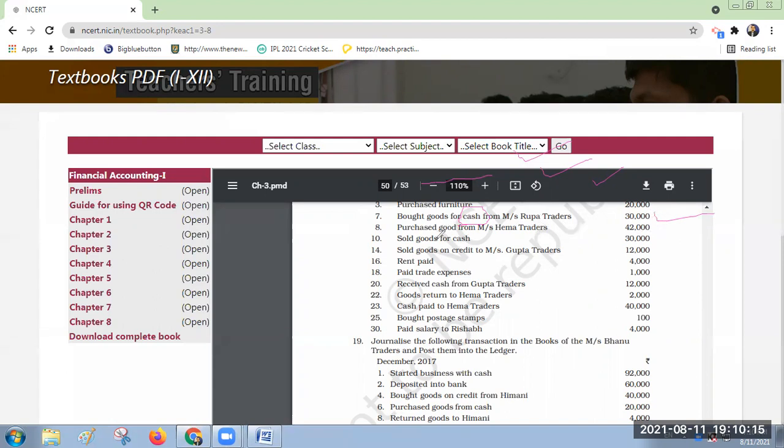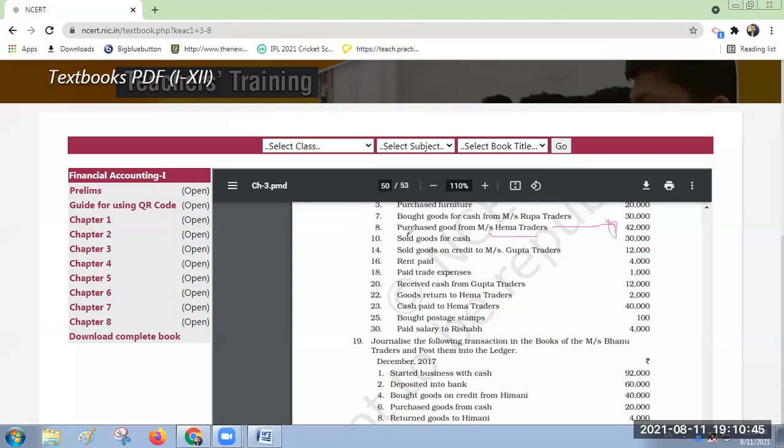Next, purchased goods from Hema Traders. Here the name is required because cash is not mentioned. So what is the journal entry? Hema Traders debtor to cash account. No. Why? Where is the cash? It is not a cash transaction, no? Why are you mentioning cash?